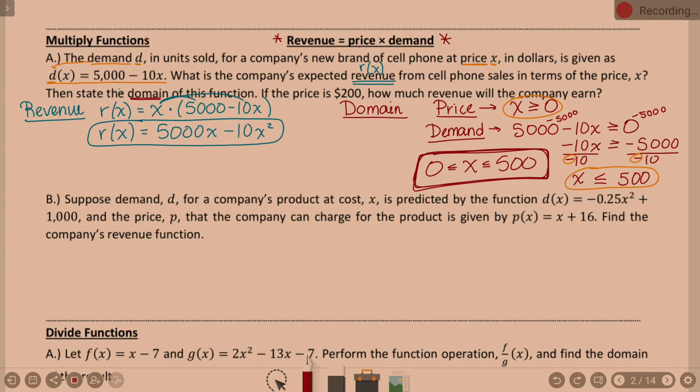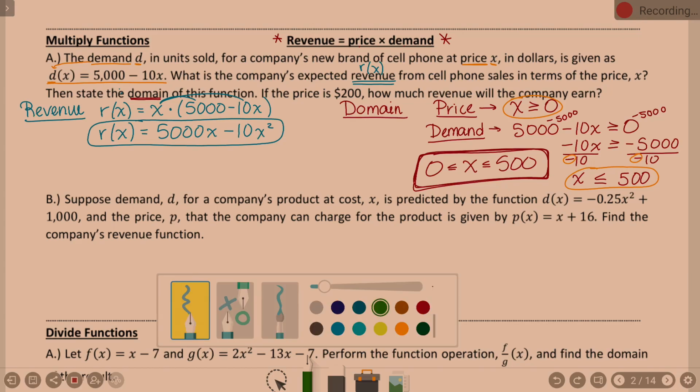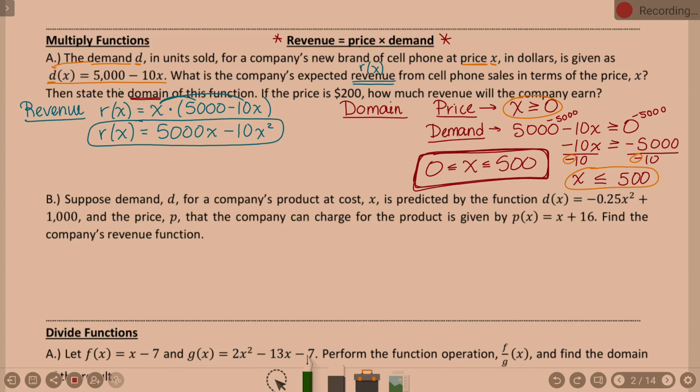And notice, we did "what is the company's expected revenue." I did that in blue. Then "state the domain." I did that in red. Now, if the price is $200, what variable is price? X. So this is saying if X is $200, how much revenue will the company earn?